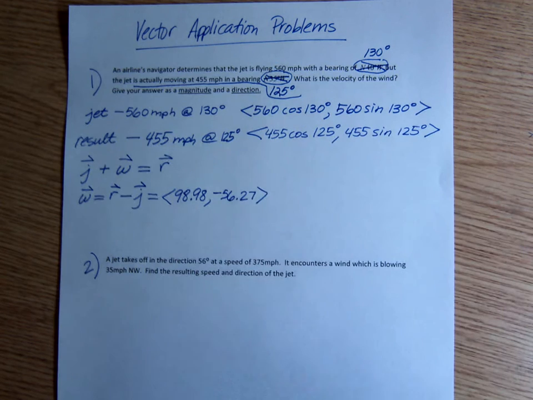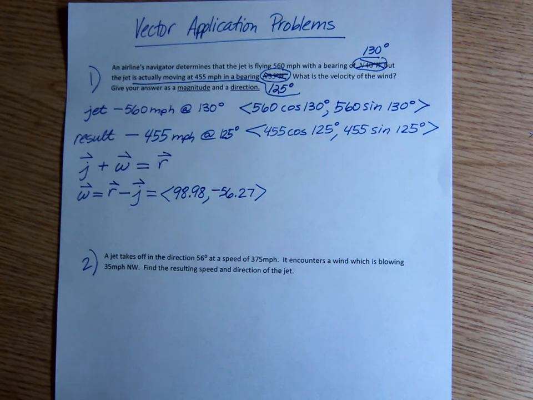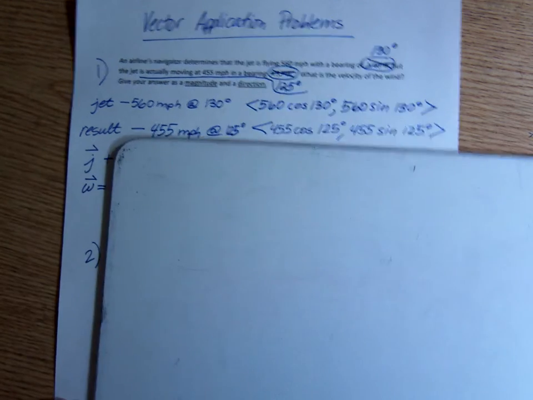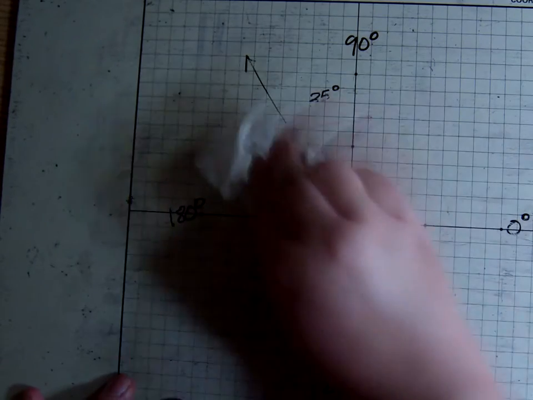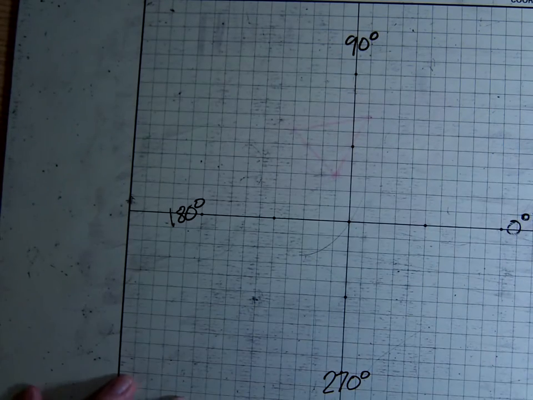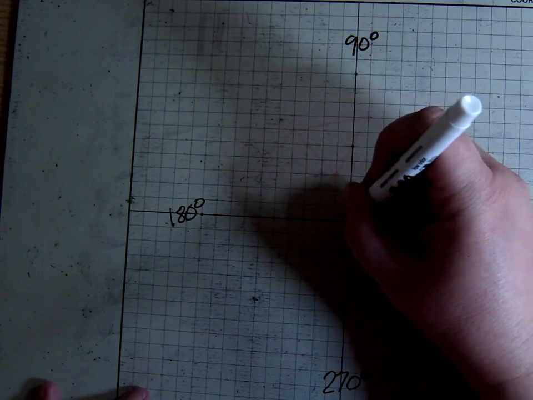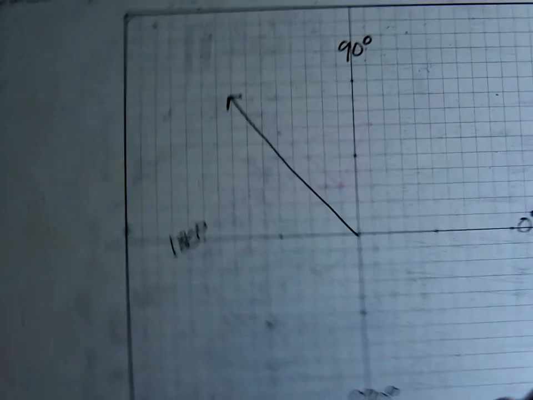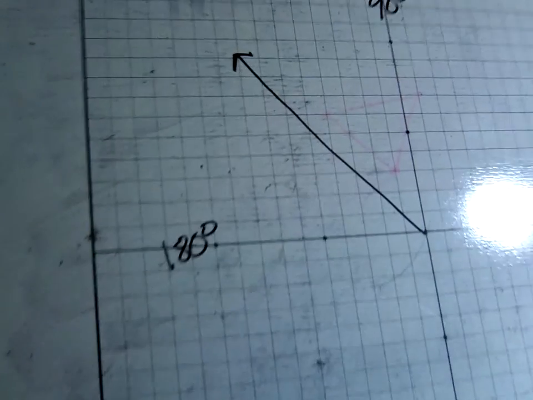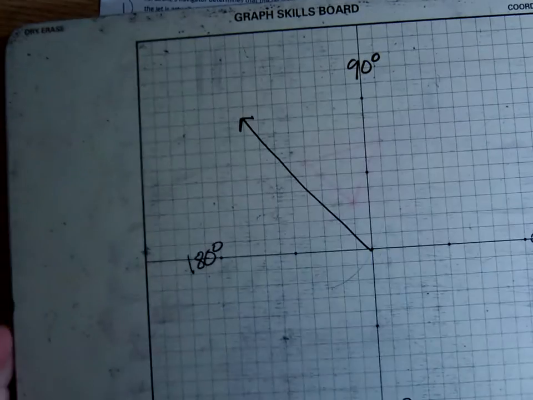Now I didn't actually ever draw the situation, so let's look at this and see if it makes sense. My jet is going at 130. Actually, let's go ahead and use the grid. Sorry if I made you dizzy. The jet is going at a direction of 130, which is over here somewhere. It's not exact. Magnitude of 560. This is what it's trying to do.